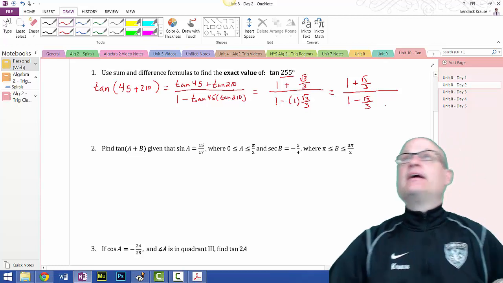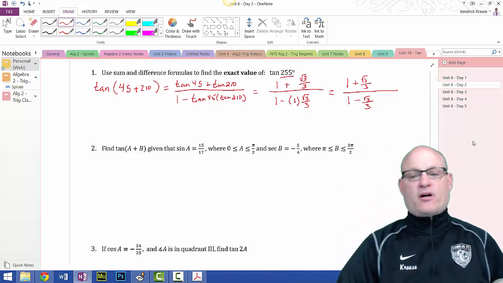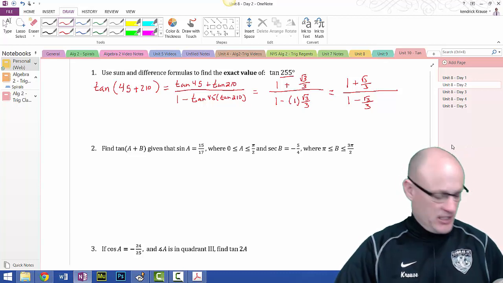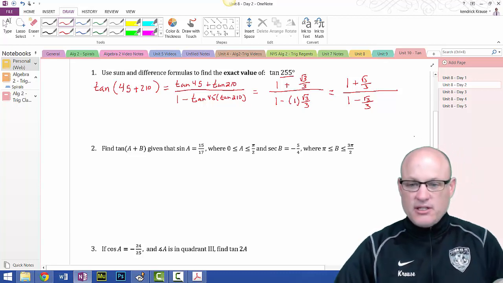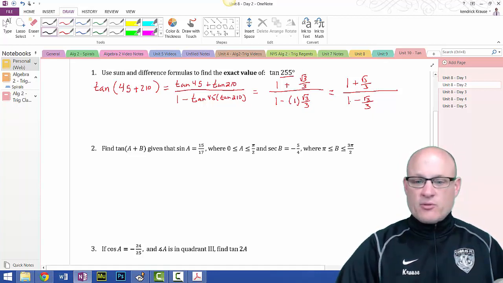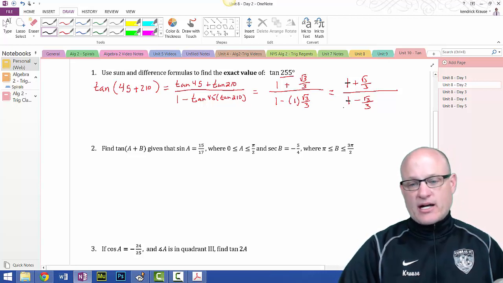Oh my gosh, that's obnoxious. Now, let's make life a little easier. Let's think about this as being a complex fraction. So make these 1 over 1, 1 over 1. If I wanted to eliminate this as being a complex fraction, wouldn't I just multiply everything through by 3?